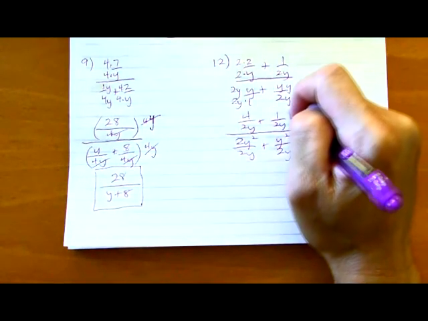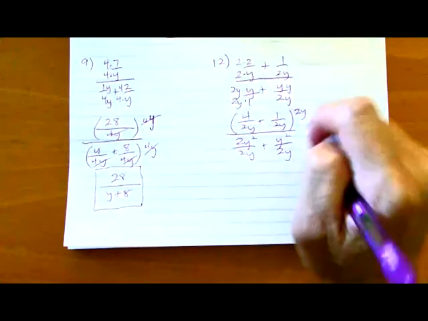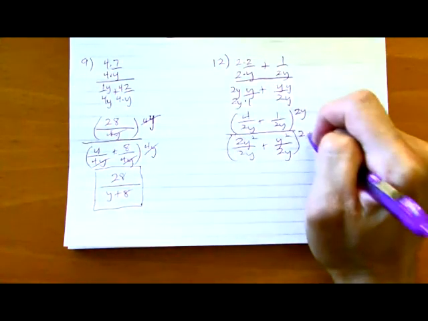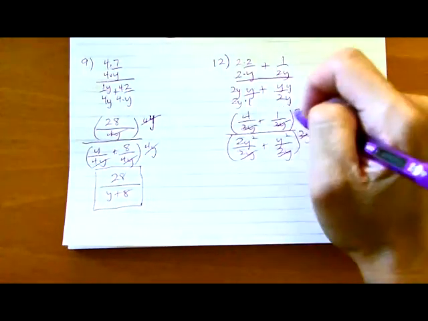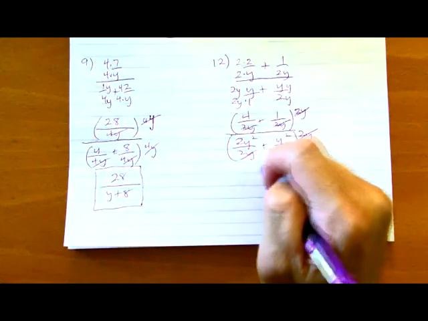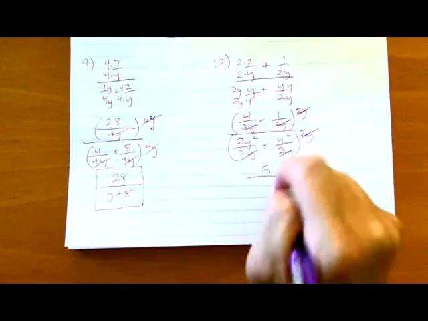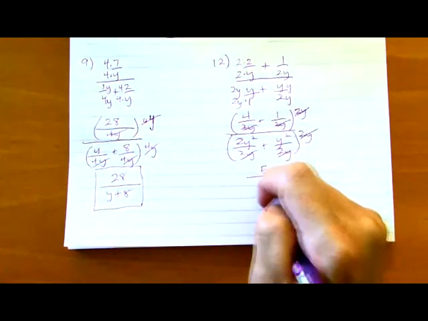Now the denominators match. Let's eliminate the denominator. Multiply top and bottom by 2y. So 4 plus 1 is 5. 2y squared plus another y squared is 3y squared.